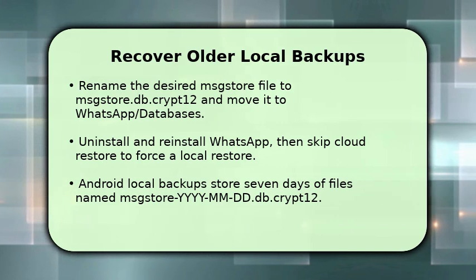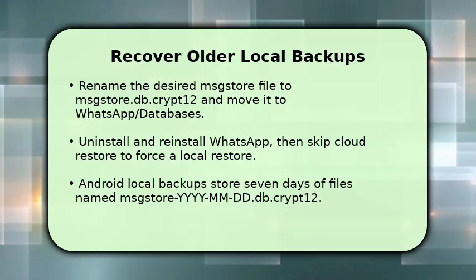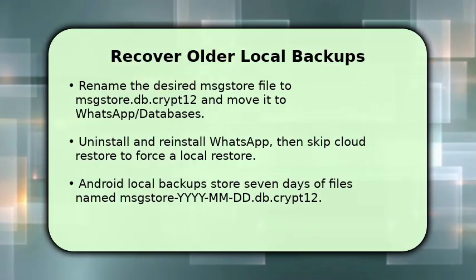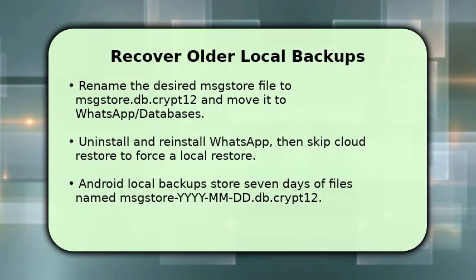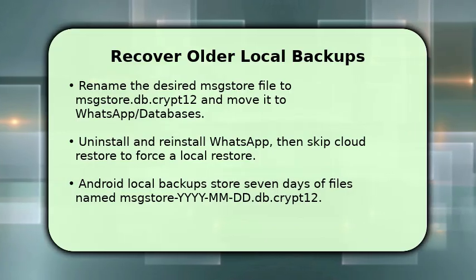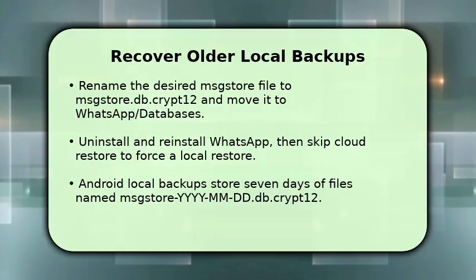Uninstall WhatsApp, then reinstall and verify your phone number without restoring from Google Drive when prompted. WhatsApp will detect the local msgstore.db.crypt12 and restore that older backup instead. Remember, Android keeps local backups for 7 days, so recover as soon as possible.